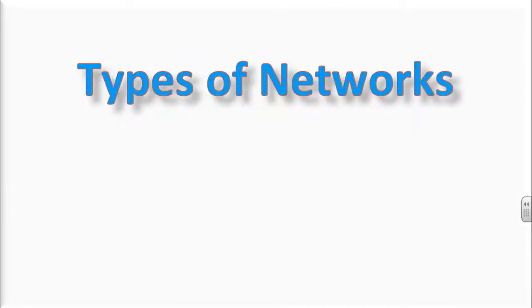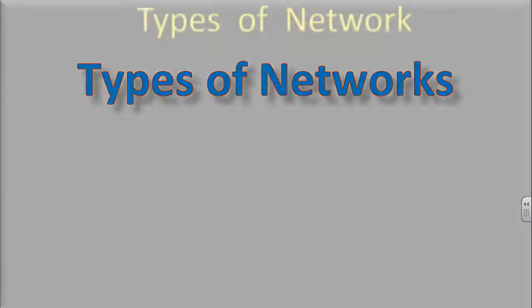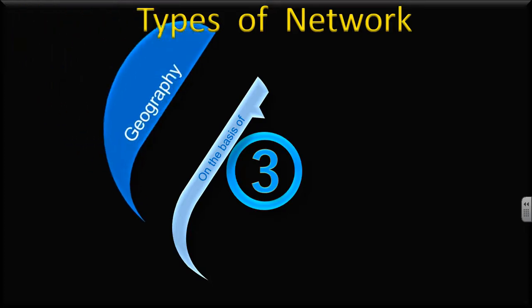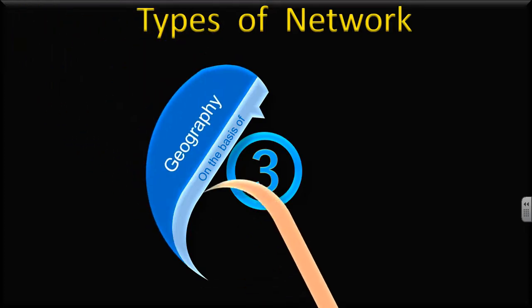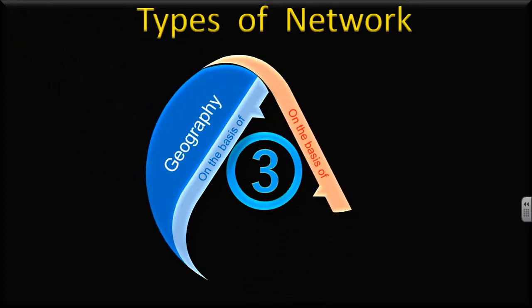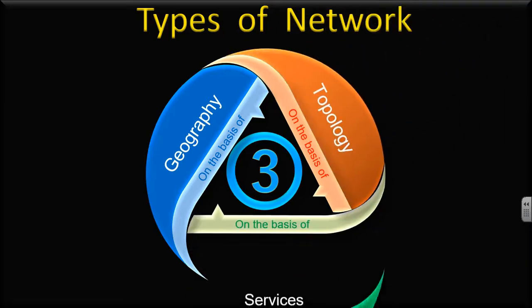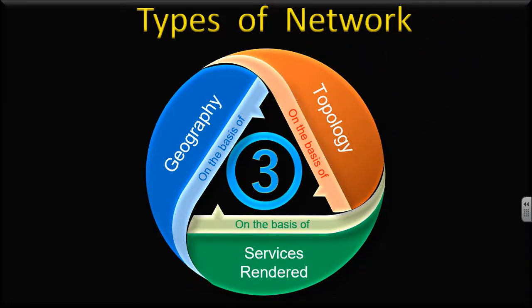Welcome to my class. In this particular class, we will talk about different types of network. We can divide all types of networks into three parts. The first one on the basis of geography, the second one on the basis of topology, the third one is on the basis of services rendered.